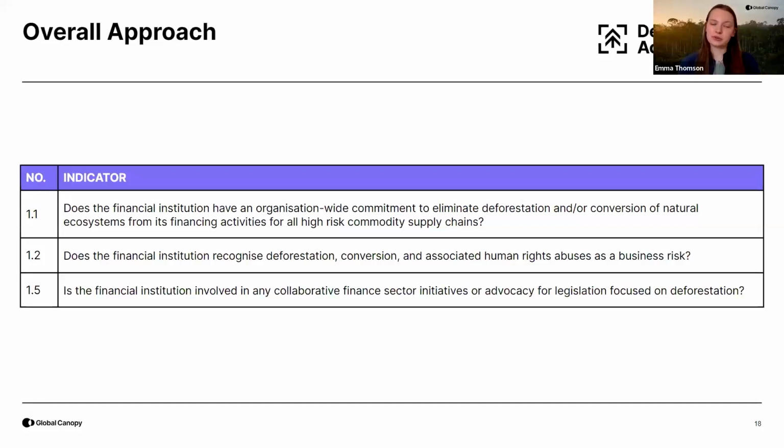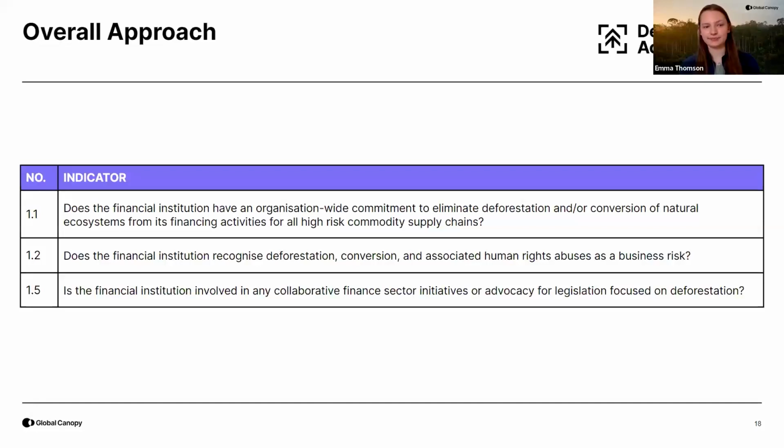And then the final one I wanted to talk through for this section is whether the financial institution is involved in any collaborative finance sector initiatives or advocacy for legislation focused on deforestation. So this is really looking at collaboration across the sector, ideally with the 2025 target date, but really looking for that collaboration and wider involvement beyond your own portfolios.